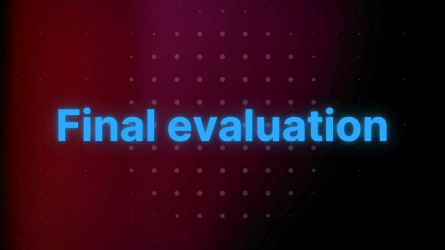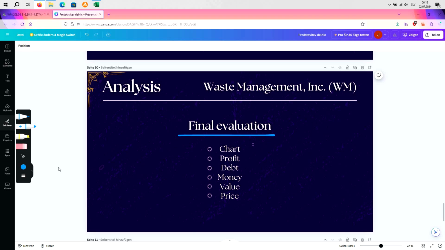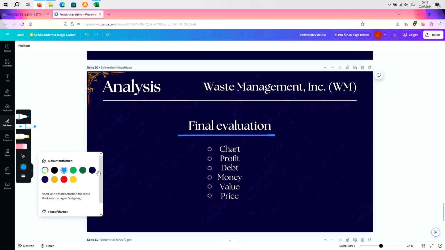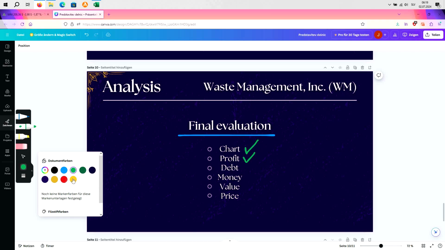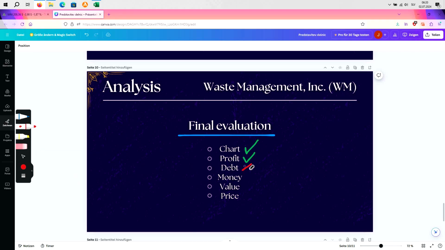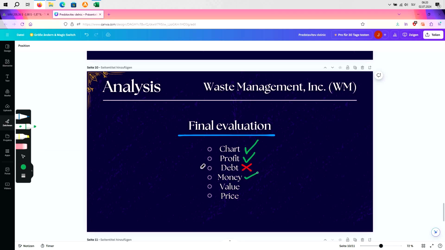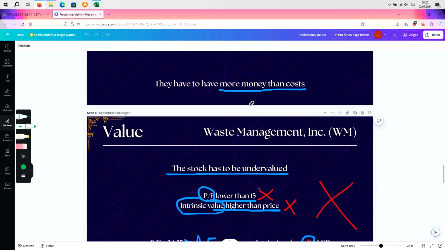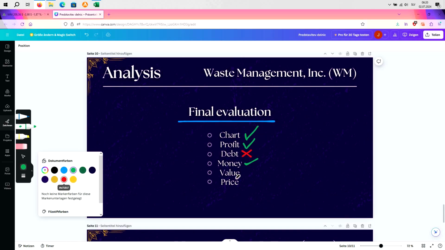Now we come to the final evaluation, bro, where we are just going to summarize everything that we found so far about this company, okay? Now, does the chart grow exponentially? Yes, it does. If you don't believe me, go back a few minutes and you will see the analysis, okay? Now, does profit grow as well? Yes, it does. Now, does debt decrease through the years? No, it unfortunately doesn't. Do they have money on the bank account? Yes, they do. I think they have like 2 billion. Wait, let me see just to be sure. Yeah, $2 billion.